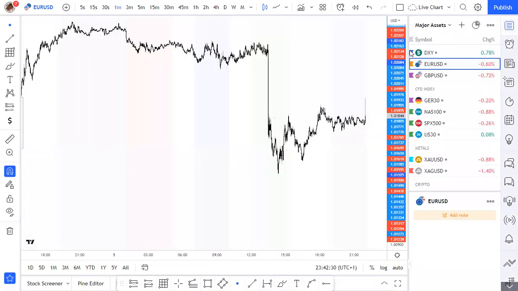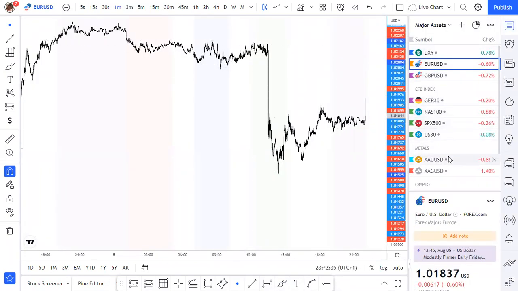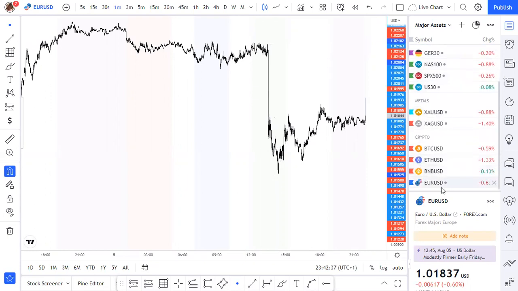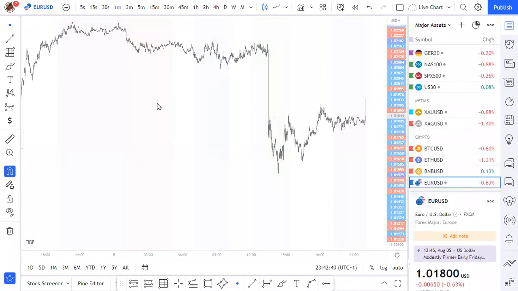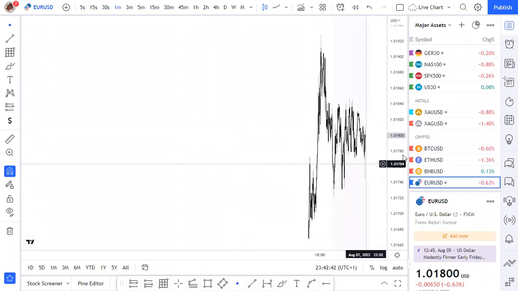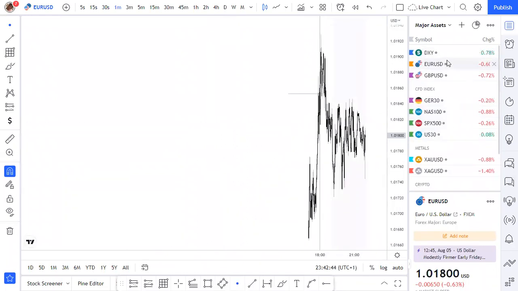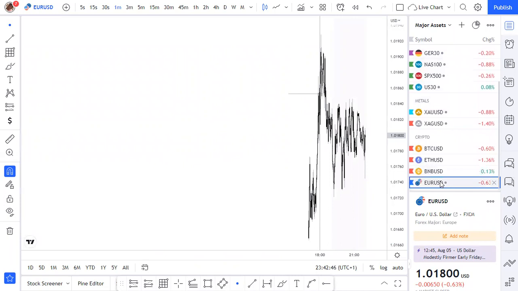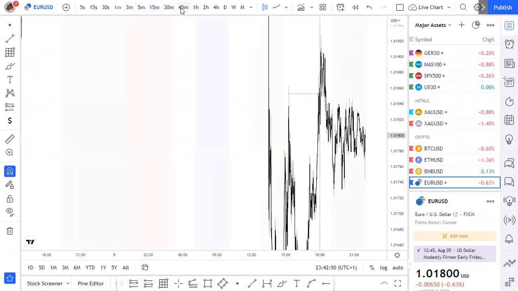So let me give the outlook for Euro USD. I'll be using a different broker, but I didn't want to delete the markup I had for Euro USD, so I used this one here. I'll start from the daily.